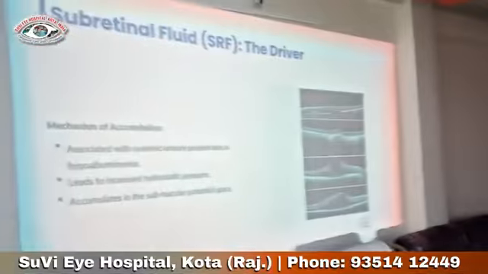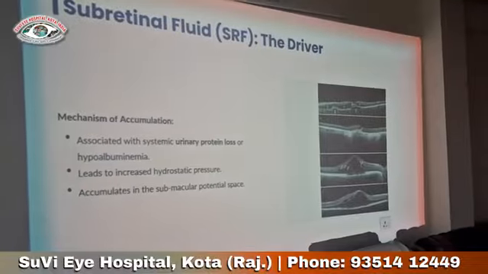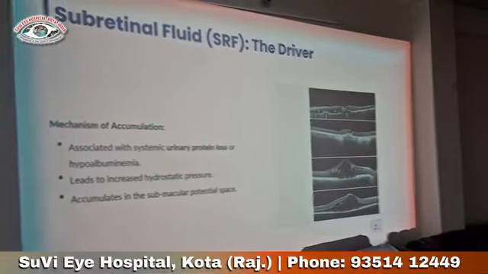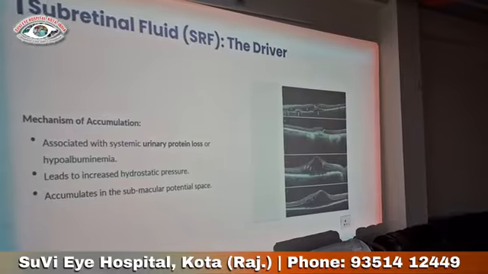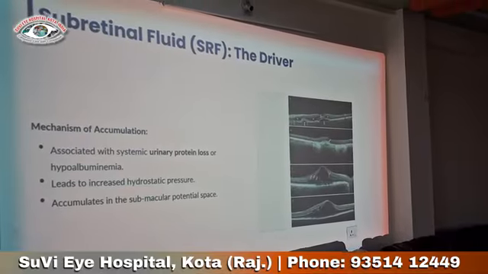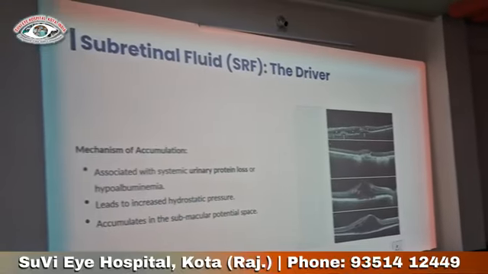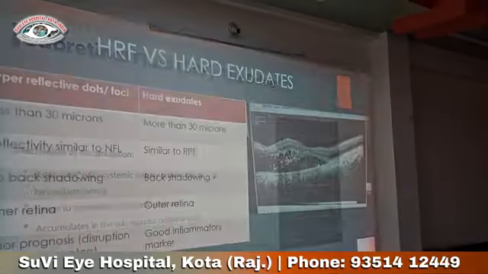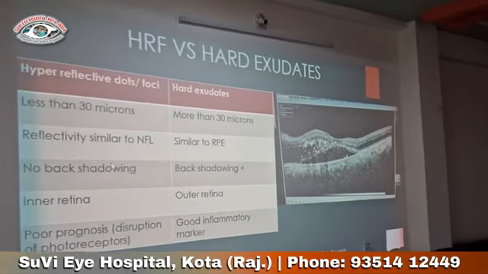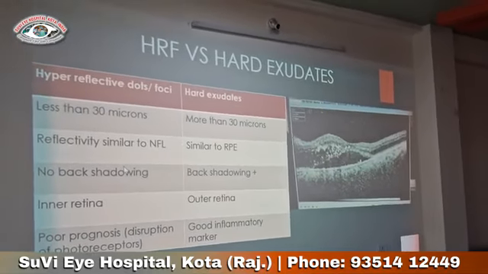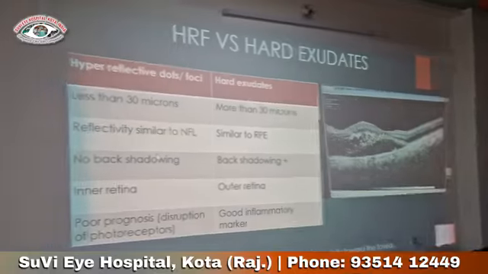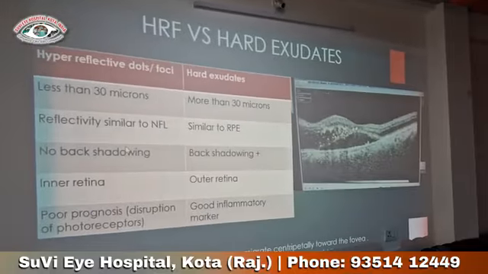So now the subretinal fluid. What is the mechanism of subretinal fluid? It is associated with systemic urinary protein loss or hypoalbuminemia, which leads to increased hydrostatic pressure and accumulates in the submacular space. Now, a very important biomarker we will see in day-to-day OPD: hyperreflective foci versus hard exudates.